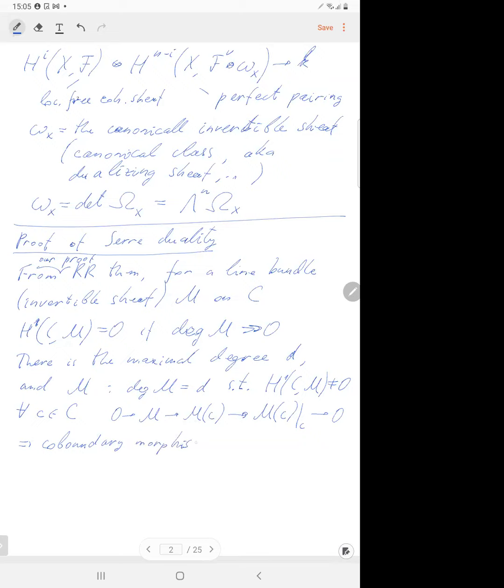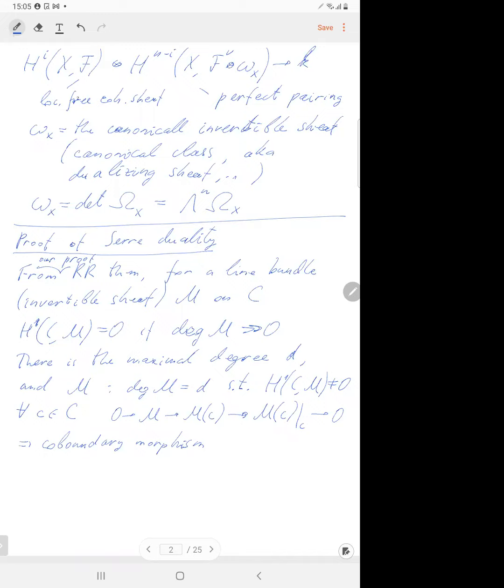Sorry, I missed it. Why does the shift by one point give me zero cohomology? We chose our M such that any sheaf of bigger degree has zero first cohomology. In particular, M of C has degree 1 bigger and has zero cohomology. Thank you.